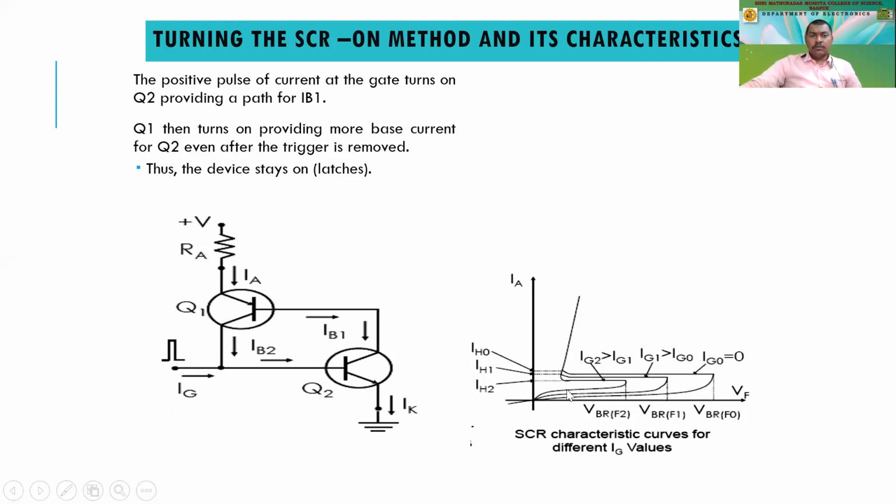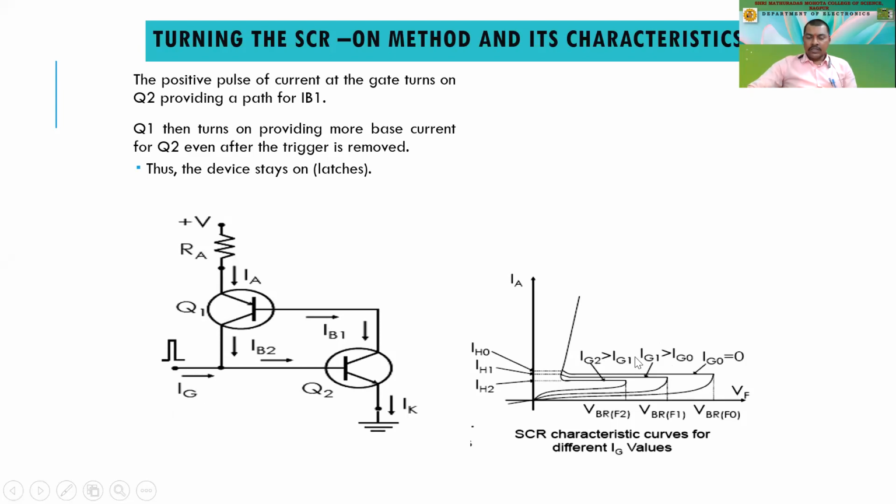So this is the basic example, and these are the characteristics. These are the forward characteristics of the SCR. You can see that IG2 is greater than IG1, and IG1 is greater than IG0, and IG0 is equal to zero. Here it requires a very high forward breakover voltage if the gate voltage is zero.